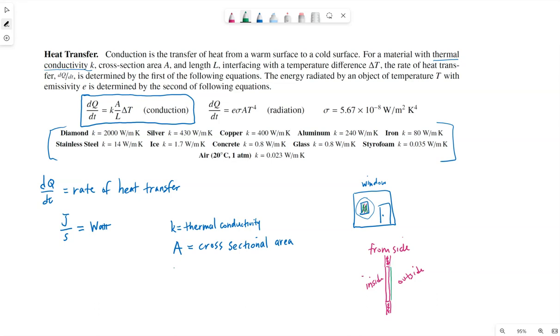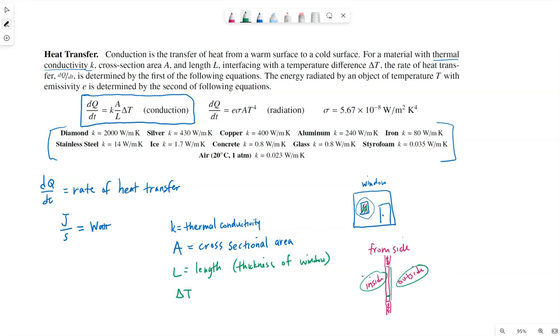L is a length. In the case of the window, it would be the thickness of the window. It's the distance the energy has to travel to go between these two locations, inside and outside. In the case of the window, of course.